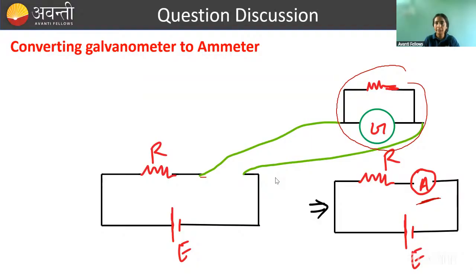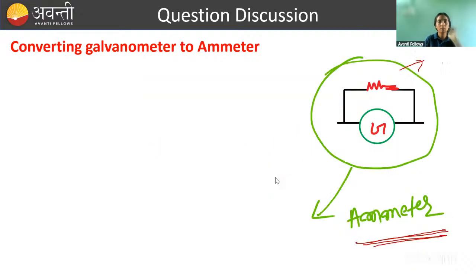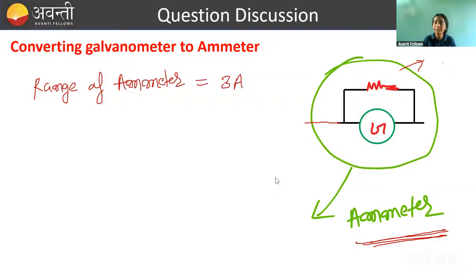So this is your ammeter. Now you know what an ammeter looks like. Ammeter is this. Now we will talk about the kind of questions you will get, such as the range of ammeter. What does range of ammeter mean? If it is given that the range of ammeter is 3 ampere, it means it can measure current up to 3 ampere. So across it 3 ampere of current can enter. So this is called range of ammeter.